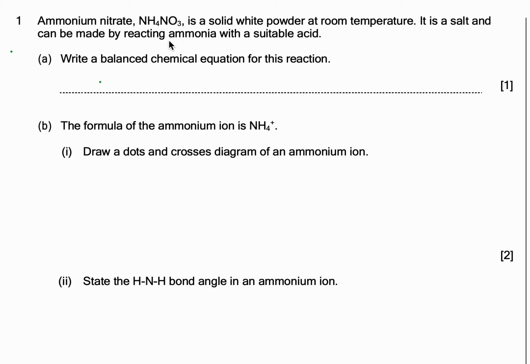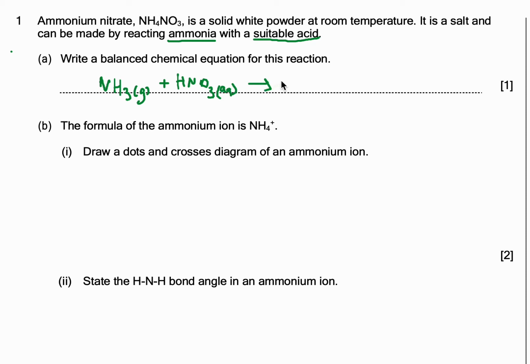So here you have been given ammonia and you need to add a suitable acid. Let's write ammonia, NH3. Remember, ammonia is a gas at room temperature, and you react it with a suitable acid. Here you are forming nitrate. Nitrate is the conjugate base of nitric acid, so you need to write nitric acid, HNO3. Nitric acid is an acid, so it's obvious that it will be an aqueous solution.